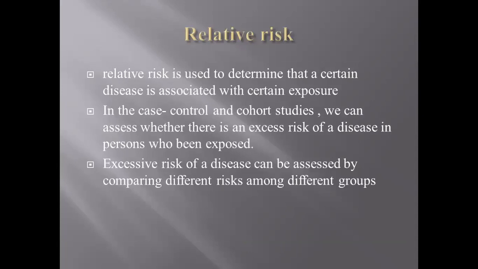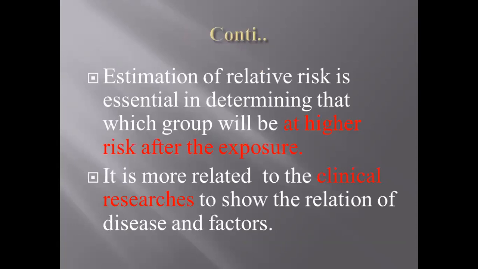Now the relative risk. Relative risk is used to determine whether a certain disease is associated with a certain exposure. In case control and cohort studies, we can assess whether there is an excess risk of a disease in a person who has been exposed. An excess risk of a disease can be assessed by comparing different risks among different groups. Estimation of relative risk is essential in determining which group will be at high risk after the exposure.